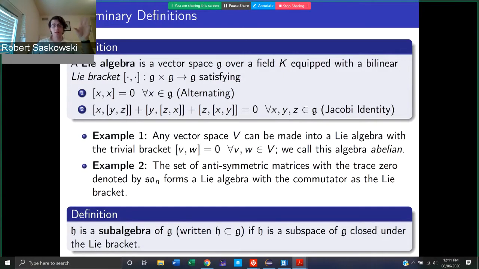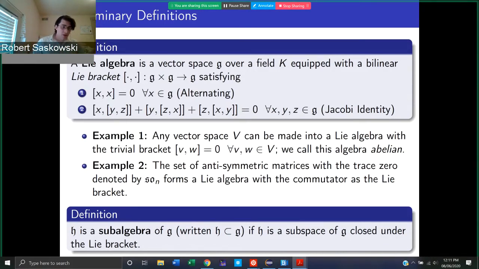Now, this may not necessarily be an intuitive definition to you at first. However, there are some simple examples that we can construct. The easiest example is just to take any vector space we want and give it the trivial bracket. In other words, given any two elements of this vector space, their Lie bracket is 0. And we refer to this as an abelian Lie algebra. The reason is that if we took some vector space of matrices, then naturally we would associate the Lie bracket with the commutator. And if the commutator is 0, then we have a commutative vector space, and hence the name abelian.